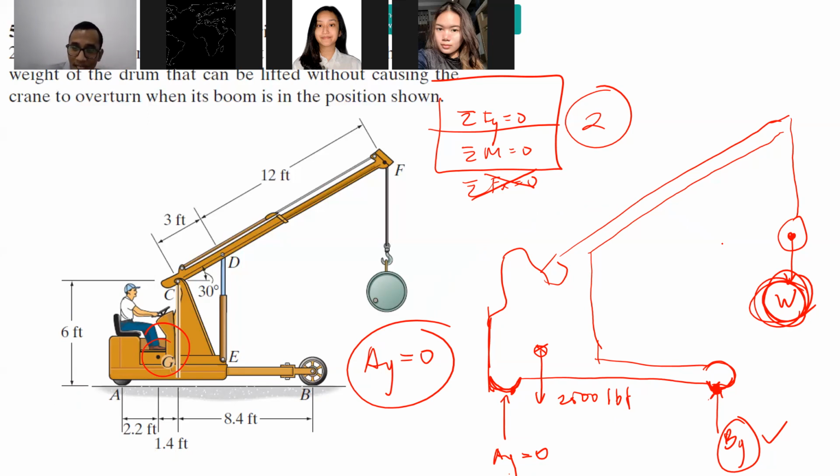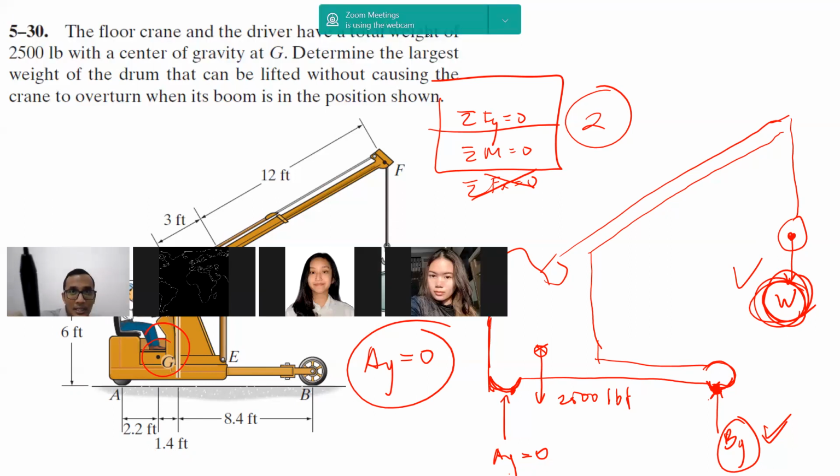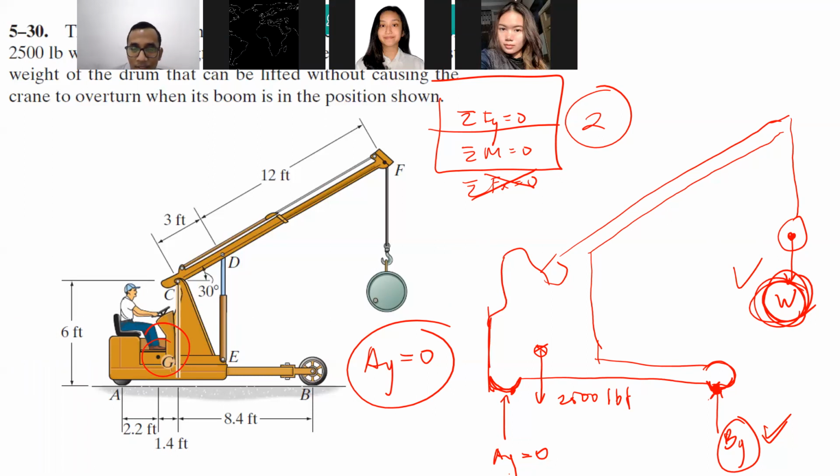So basically, how many unknowns do we have right now, Audrey? 2, sir. Only 2, BY and W. And we have 2 equations as well, sigma Fy equal to 0 and sigma moment equal to 0. Can we solve for this, Audrey? Yes, we can solve for this. Because BY is not asked, I want you to just use sigma moment at point B equal to 0 to solve for W.